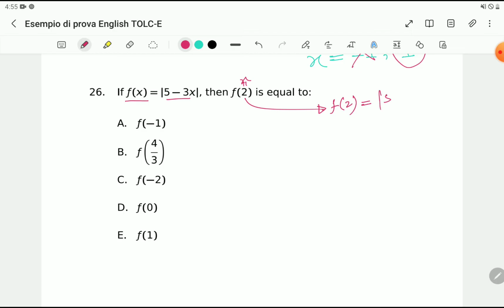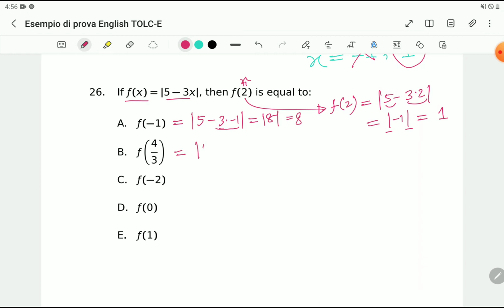Equal to 5 minus 3 into 2. That means this is 6, this is 5, -1. So this absolute sign gives us only a positive value. That means 1. Okay, now we'll put in all the options one by one. We'll check actually. So 5 minus 3 into -1, this is a multiply, that means negative times positive, and 3, so it gives us 8, not equal to 1.